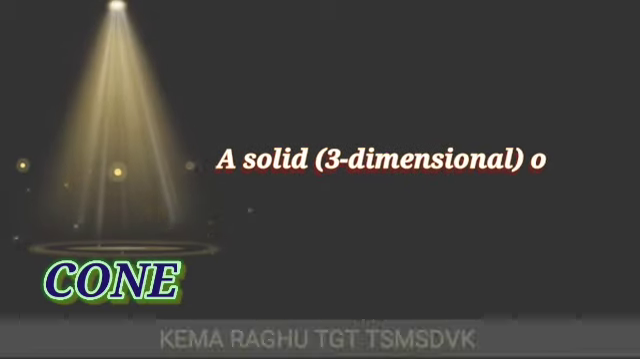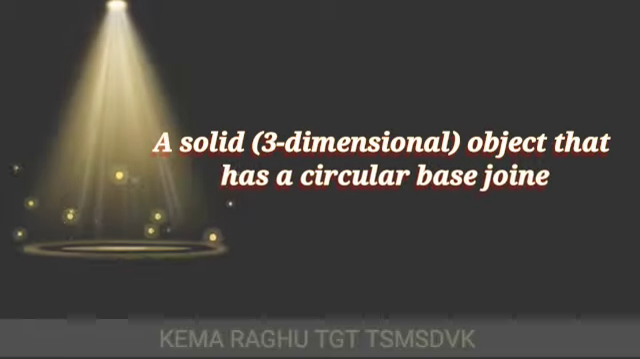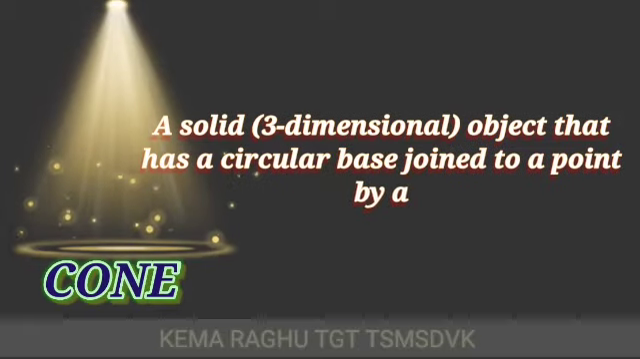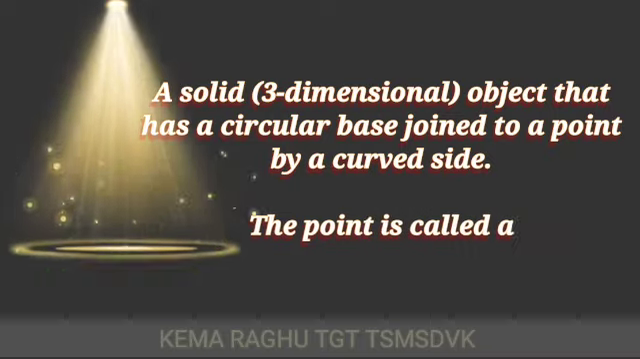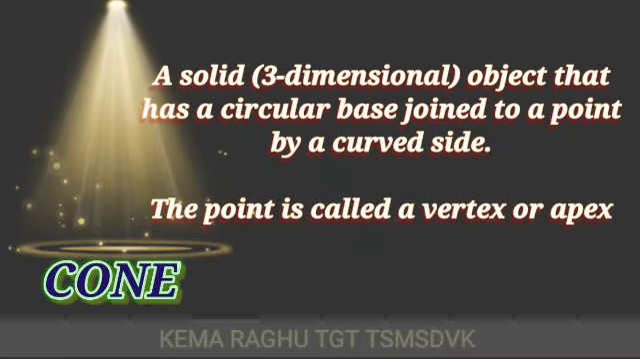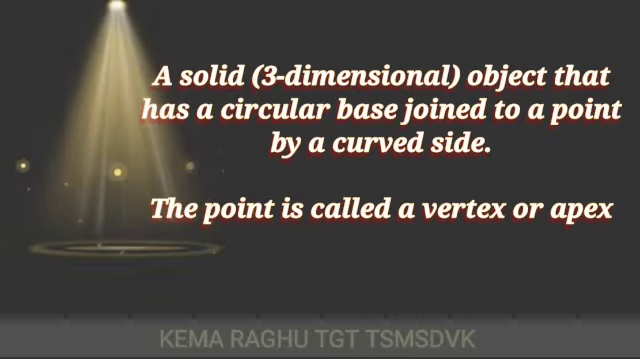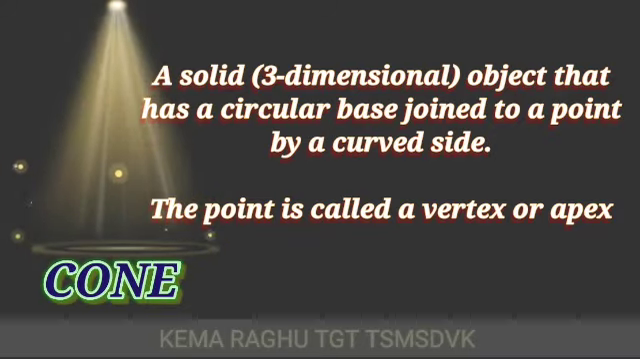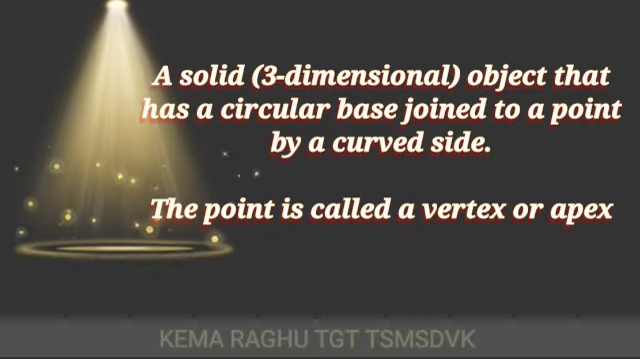A solid object which is three-dimensional has a circular base joined to a point by a curved side. The point is called a vertex or apex. As you notice, the cone light flash.